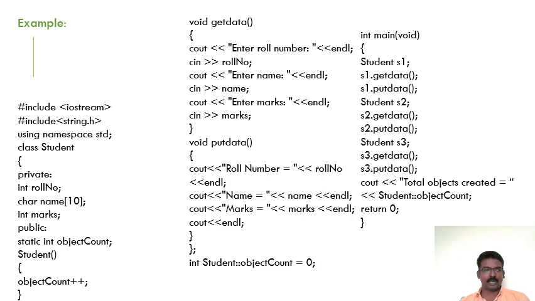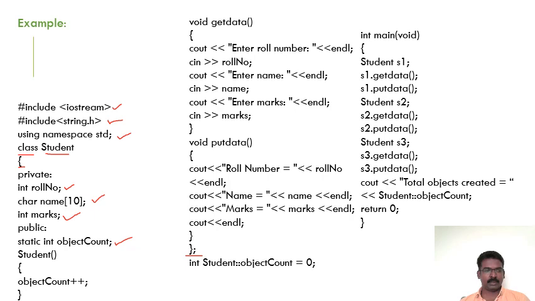As usual, we are writing the header file iostream. It contains all the necessary functions required for input and output operations, and string.h contains the functions to perform operations on the string, and then using namespace std. And then here we are declaring a class named student. The class starts here and it ends here. Inside the class, we have declared data members like roll number, name, marks, etc. And along with that, we have declared a static data member object count.